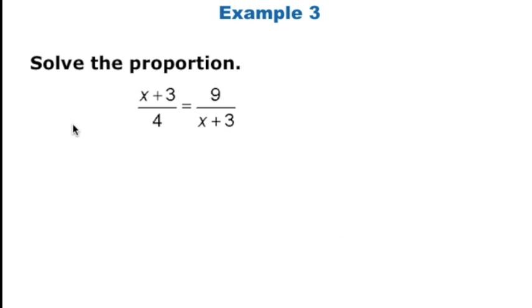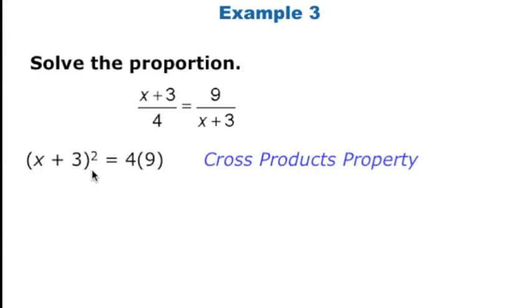Let's do one more just like that, just for an extra bit of practice. Once again, I'm going to multiply diagonally, x plus 3 times x plus 3, equal to the 9 times 4. Okay, got a little long with the line there, but that's all right. Remove that, and let's take a look at how that turns out in the equation. So we have x plus 3 quantity squared equals 4 times 9, or 36.